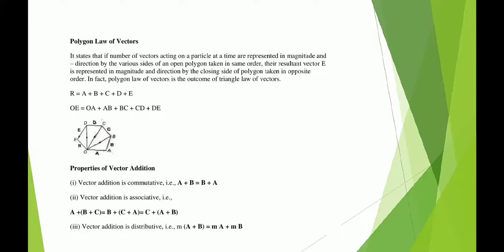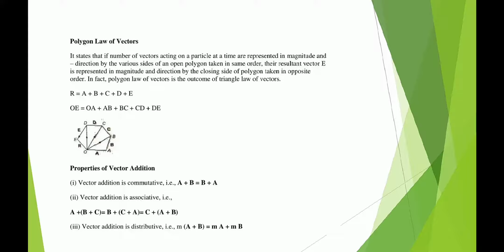Then polygon law of vector addition. It states that if a number of vectors acting on a particle at a time are represented in magnitude and direction by the various sides of an open polygon taken in the same order, then the resultant vector is represented in magnitude and direction by the closing side of the polygon taken in the opposite order. In fact, the polygon law of vector addition is the outcome of the triangular law of vector addition. R is equal to a plus b plus c plus d plus e. This implies OE is equal to OA plus AB plus BC plus CD plus DE.